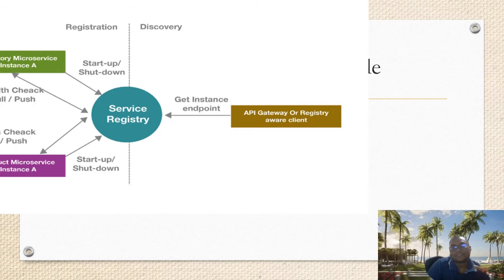It is a database containing the network locations of the service instances. Every service instance registers itself on startup and deregisters on shutdown. The API gateway uses this information during service discovery. The figure below shows service registration and discovery.